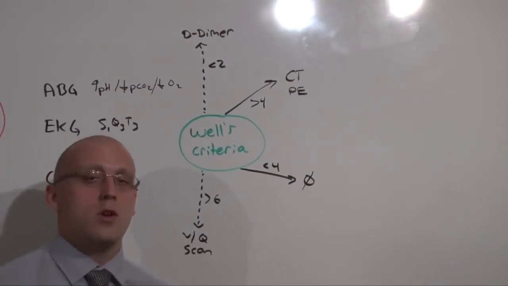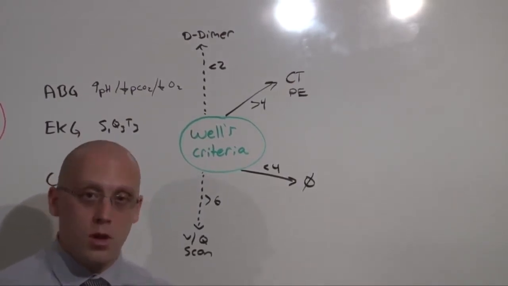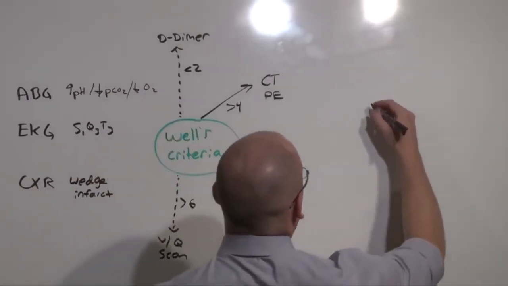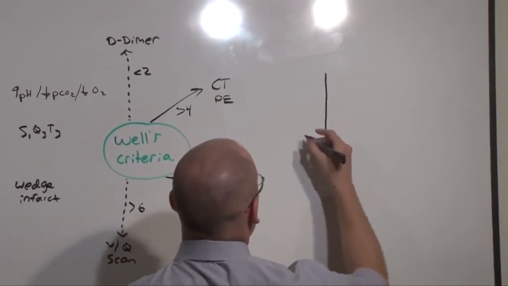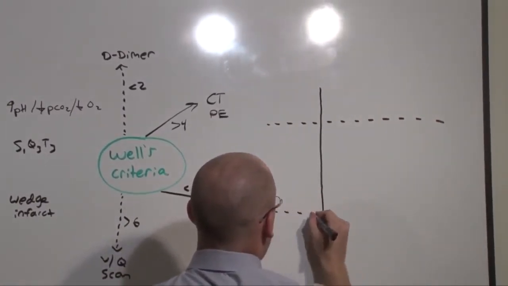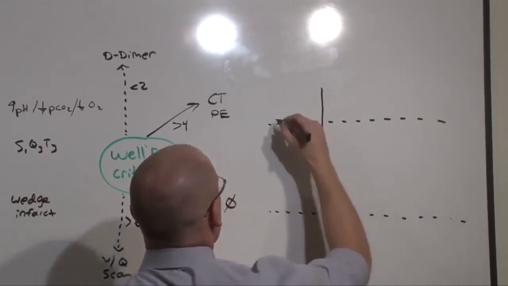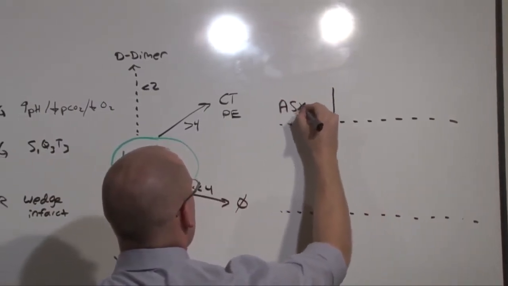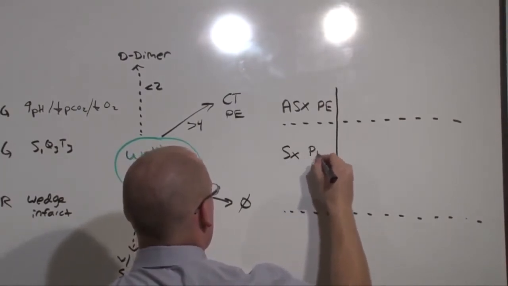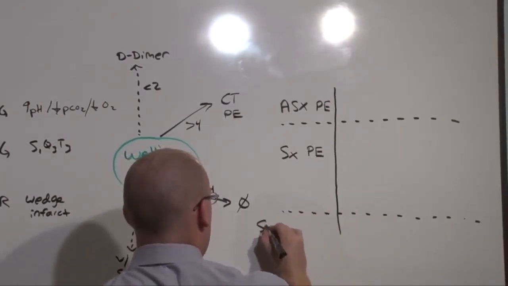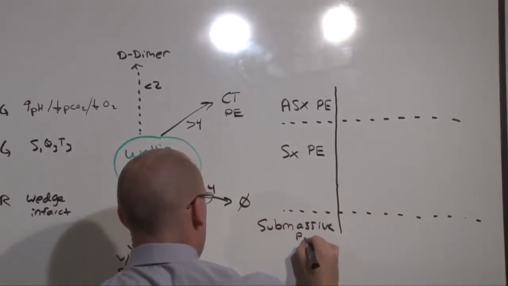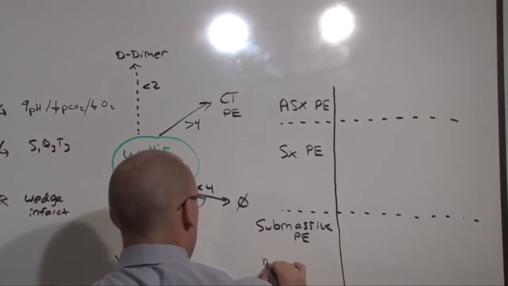And this is really where you're going to get the benefit of this lecture over the one for the 3rd and 4th years. It's a spectrum of pulmonary embolism. There is the asymptomatic PE, a symptomatic PE, a submassive PE, and a massive PE.